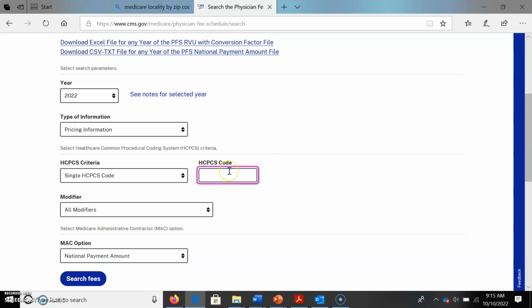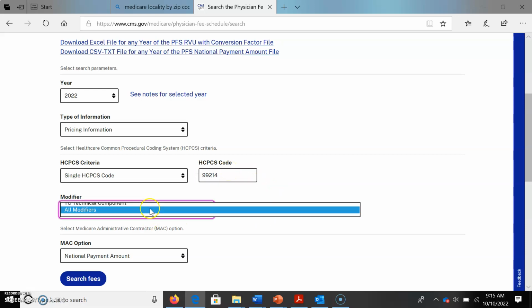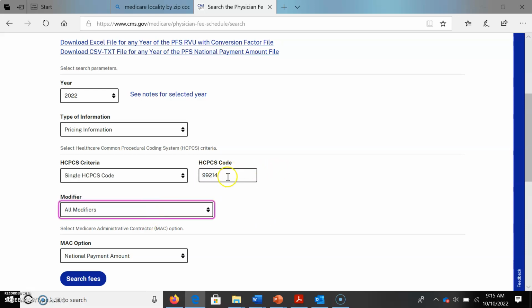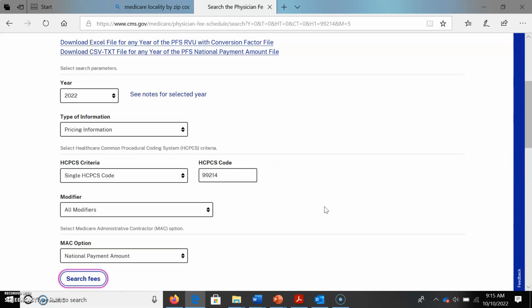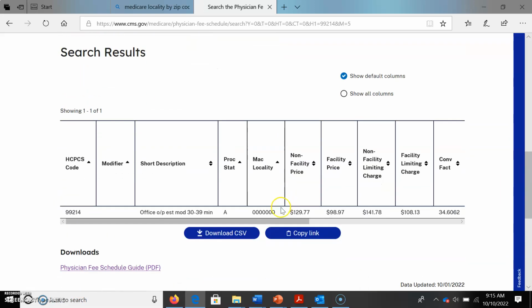Let's say we're looking just at a level 4 established patient visit and we want to see what the payment would be. We'll search the fees and then you'll see your search results here. Here it shows you the non-facility price. So that's in a physician office, which is typically where it happens. If they're seeing the patient in the hospital, then the price is lower.